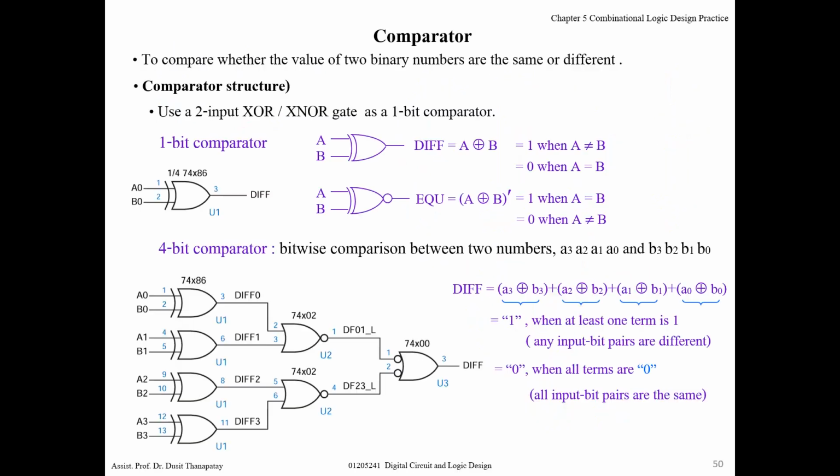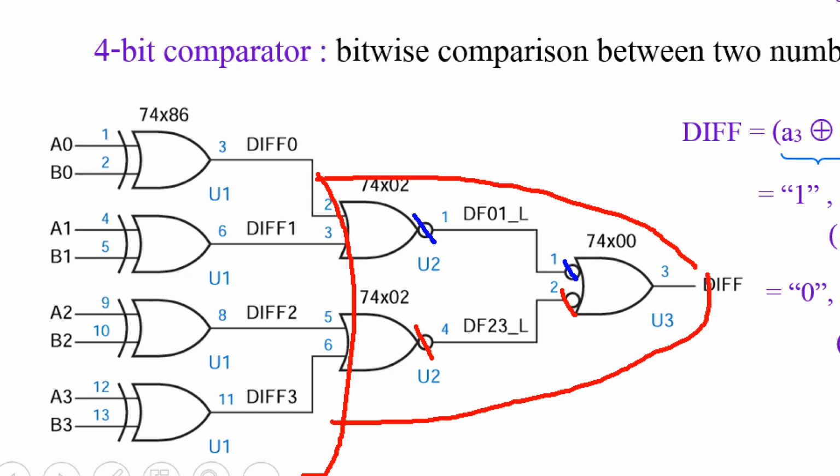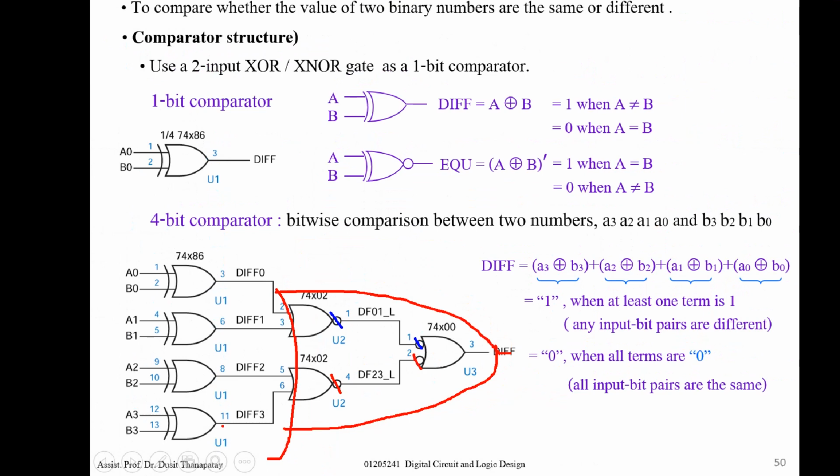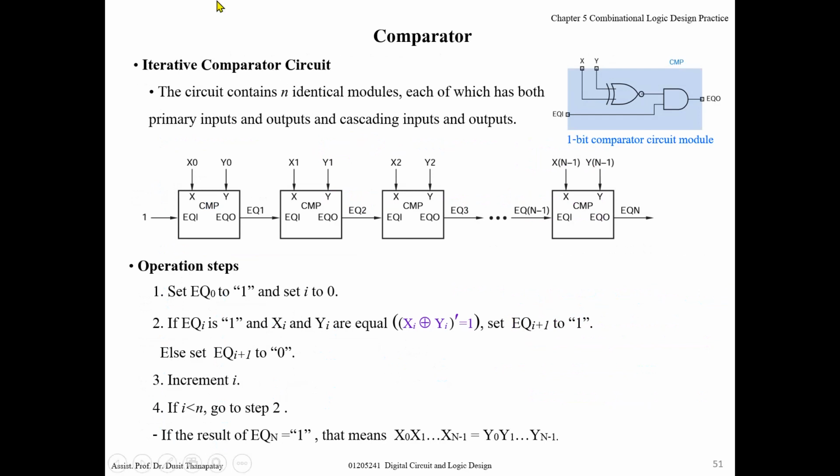Okay? Okay. And this one also the same thing. This one, if you consider this inversion bubble, cancel together. Okay, this is there. Four input OR gate.